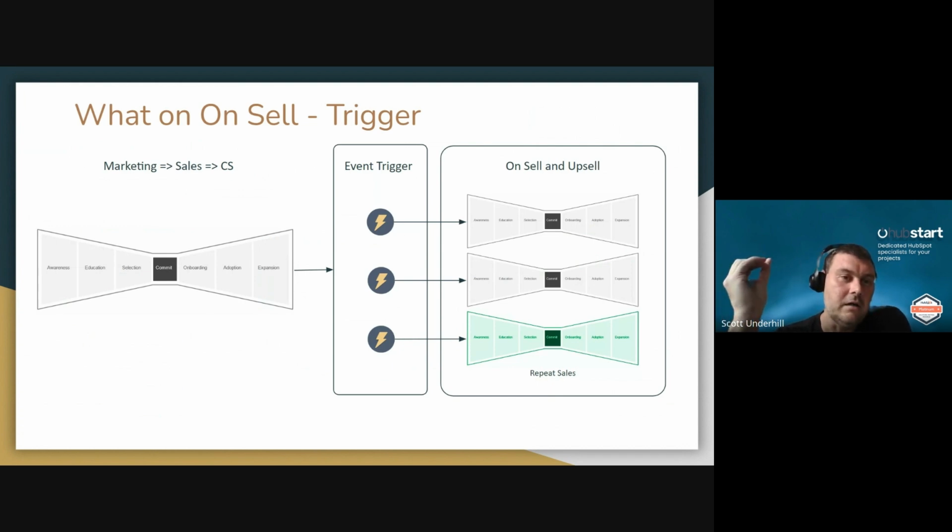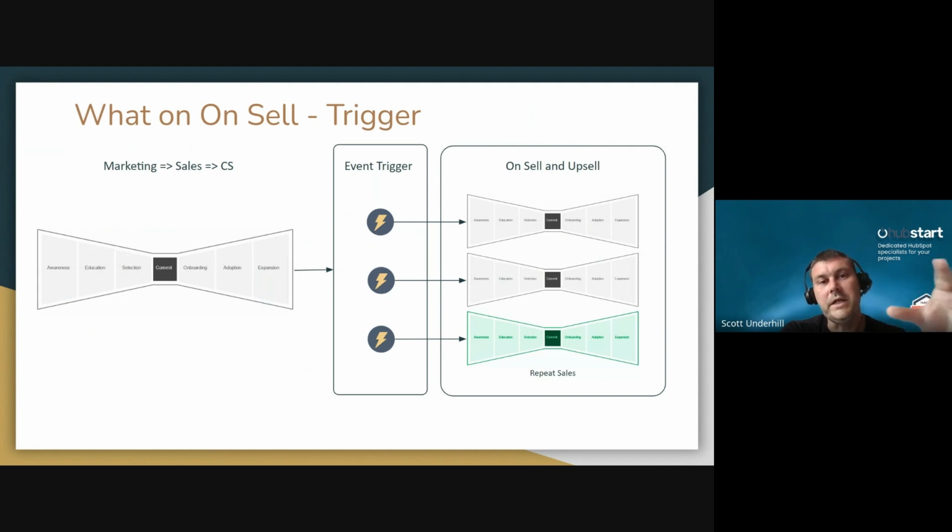So we have our standard pipeline going from, your classifications might be different, but our awareness to expansion, going through your marketing, sales, and customer success team. So in our traditional model, we normally talk about getting someone on board being a large expense, but getting someone to upsell is generally an exponential expense. And to do that, we need to understand when to upsell.